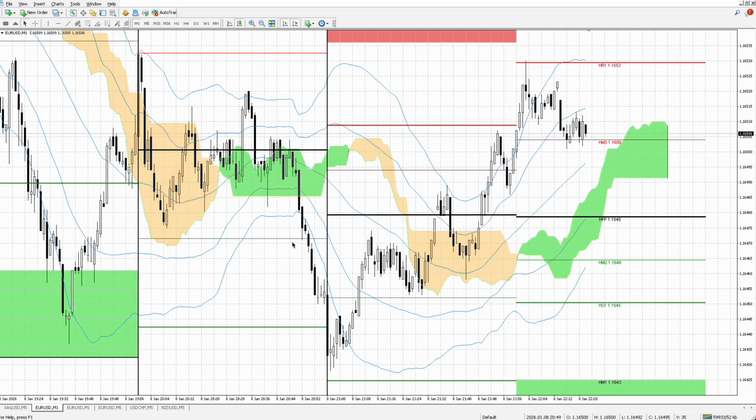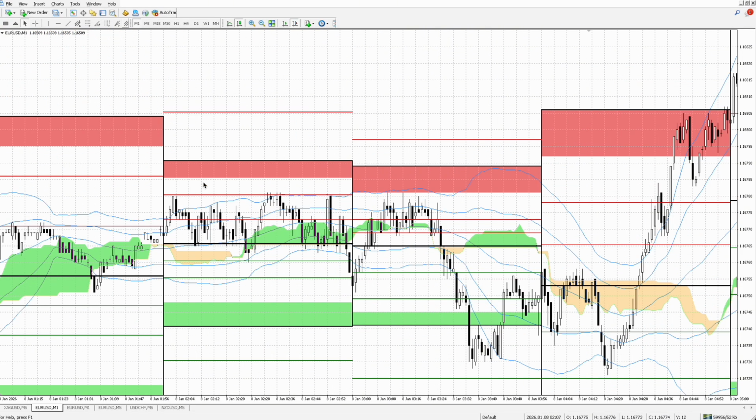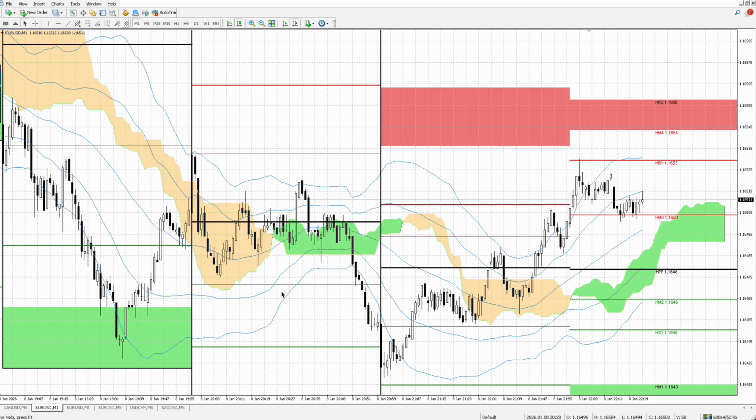The logic here is simple. Bollinger Bands adapt to volatility. They expand when the market moves fast and contract when it's quiet. This is a good example over here. When the market is quiet, Bollinger Bands are closer to each other. When the market is moving faster, Bollinger Bands are getting wider. Okay, so let's check how it works in practice.